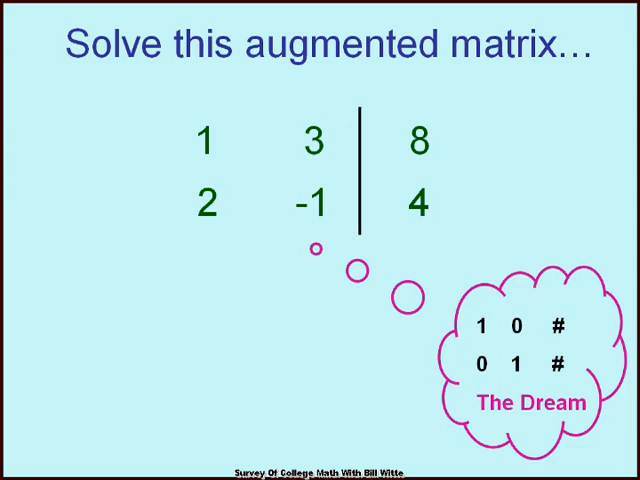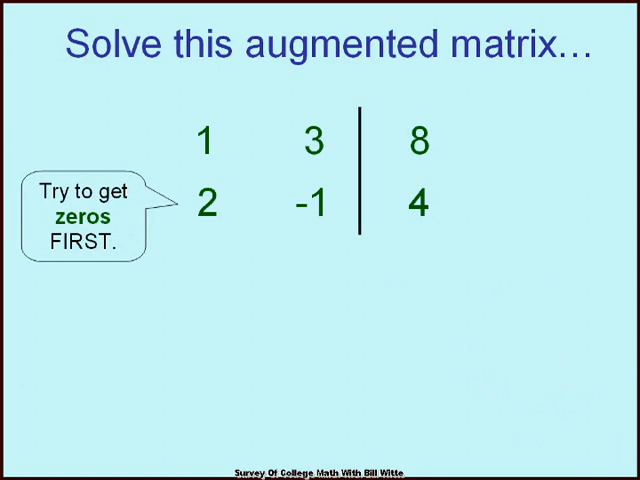The other numbers, the constant matrix, can be anything because they're the answers. So only keep your eyes on the coefficient matrix, the left side of the line, if you would. I want to tell you my secret now. Here's the secret. We're always going to try to do a manipulation that creates zeros.